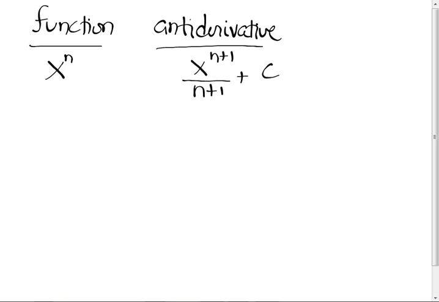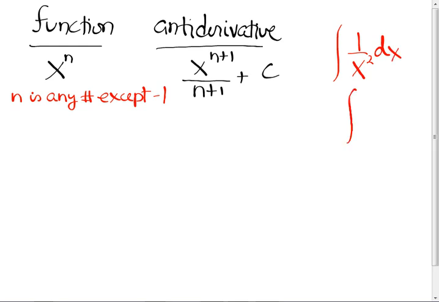Now, when do I use this power rule? N is any number except what? Except -1. Could it be -2? Yeah. But for some reason, when you look at 1 over x squared, you think of that as a natural log. That's not true. That's this. It's x to the -2. And natural log will be one of the choices. And this is x to the -1 over -1 plus c.